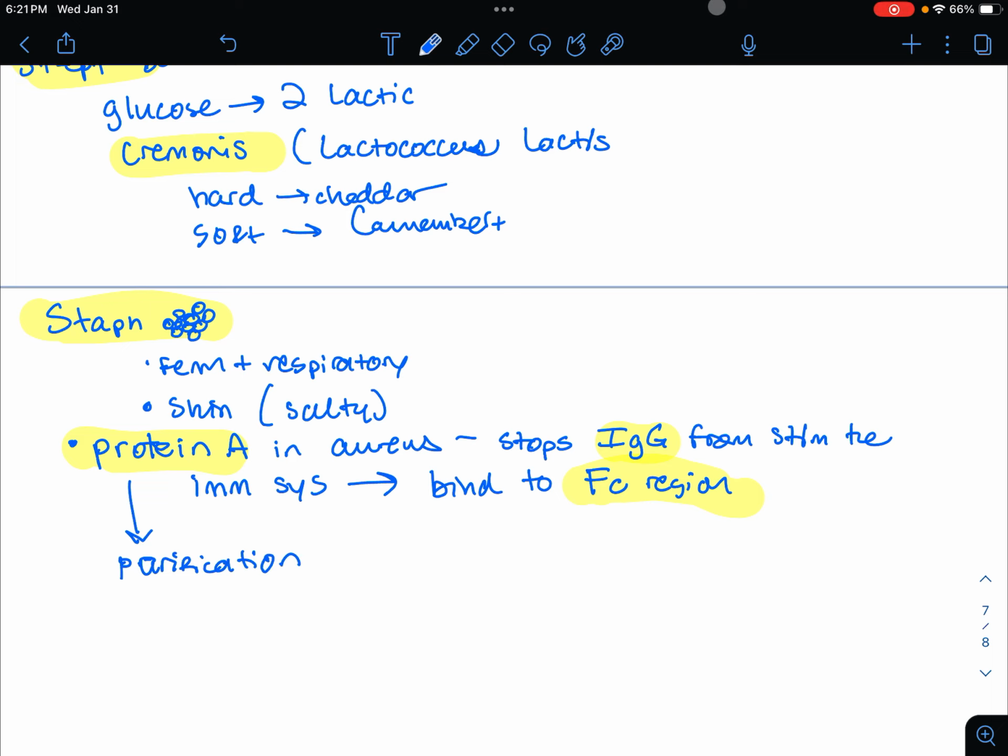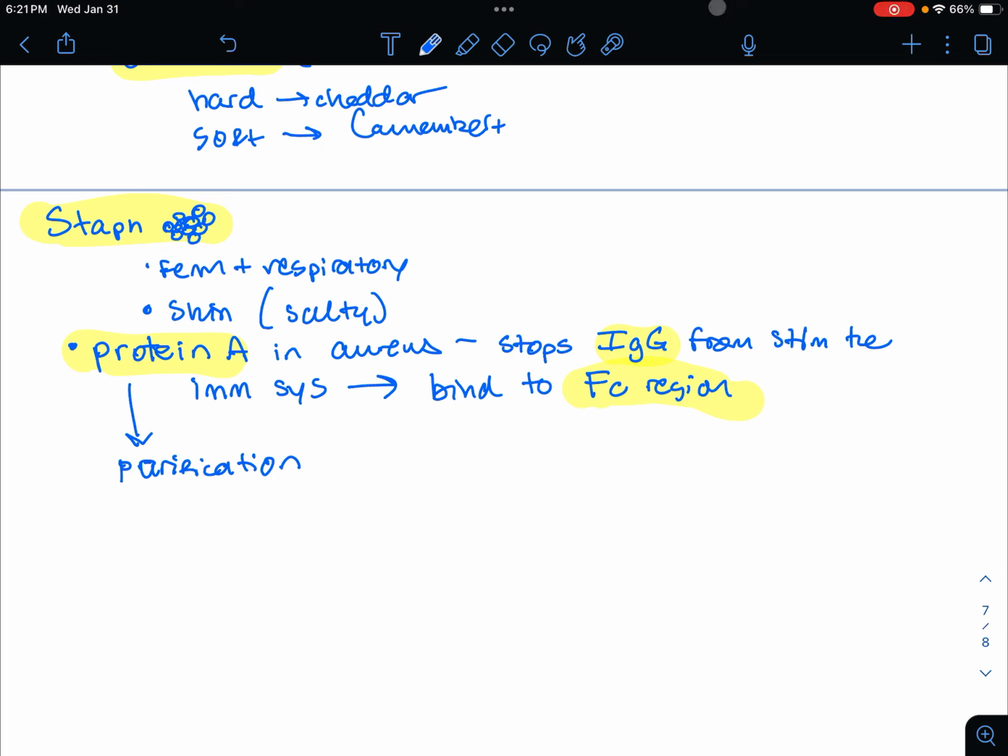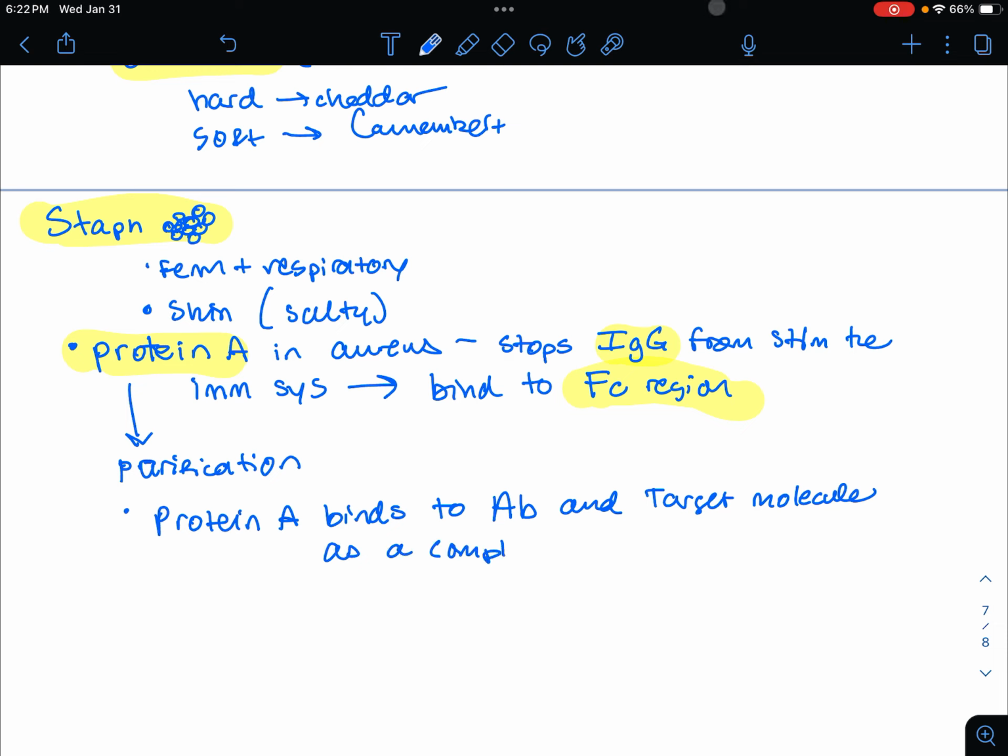One of these situations would be ELISA, where if an antibody is available to a molecule that needs to be isolated, we could actually have whole cell preparations of Staph aureus, or the protein A could be used to bind to the antibody and the target molecule as a complex. Again, some throwback to cell bio with ELISA there.